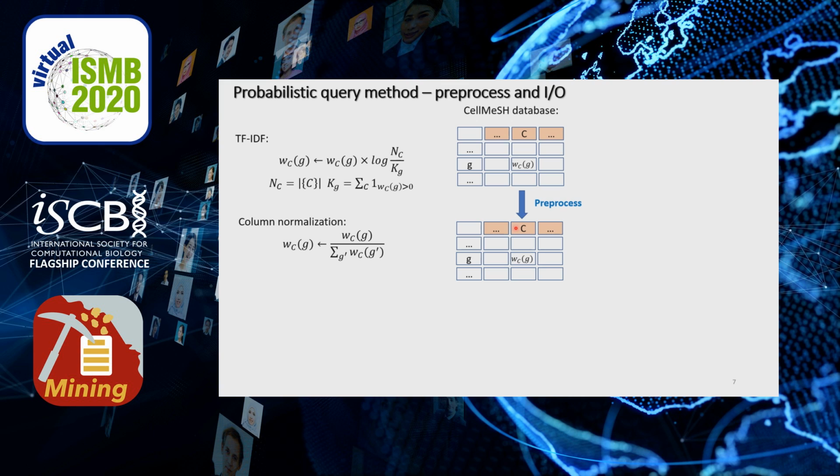Then our probabilistic query method will take input of the weight-adjusted CellMeSH database and also a query of a set of genes and return a list of candidate cells sorted by probability of query given the candidate cell type C. So this score is calculated using maximum likelihood estimation and addresses the spurious gene-cell association. For details, please refer to our poster.